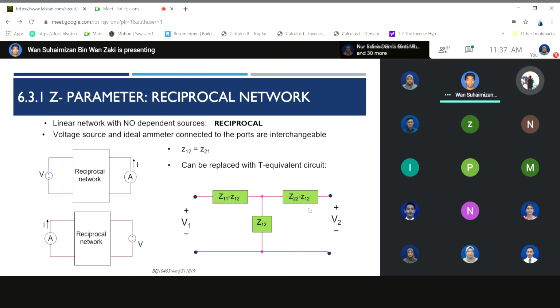So far, okay, doktor. Boleh kan? Nanti kita tengok dia punya lagi clear.